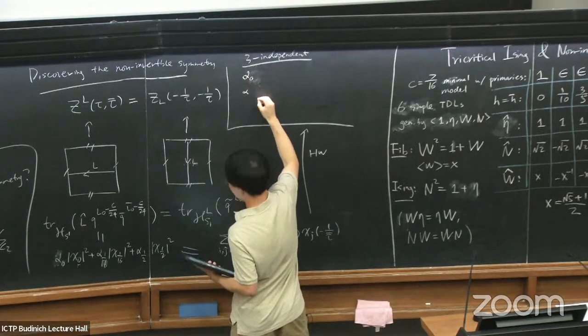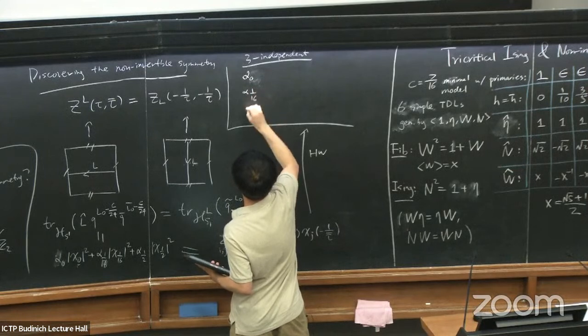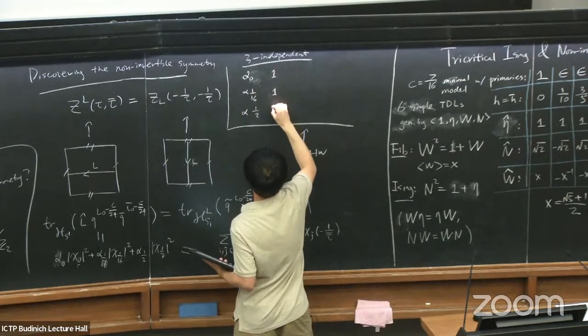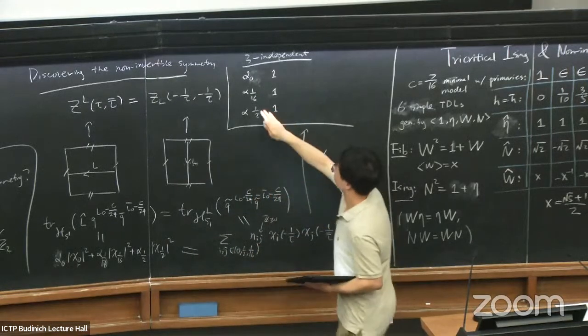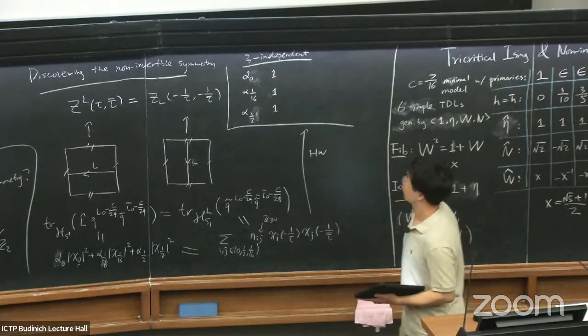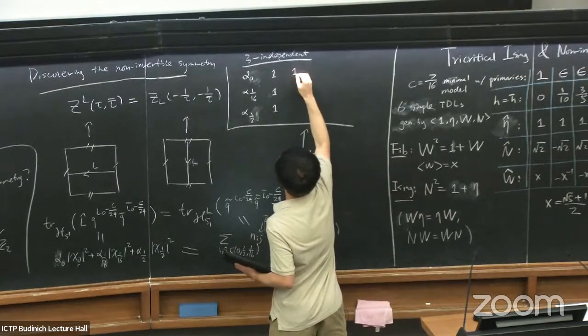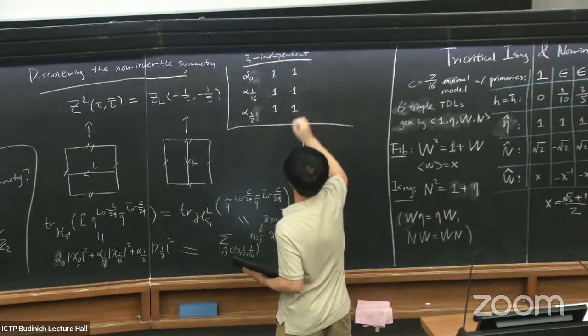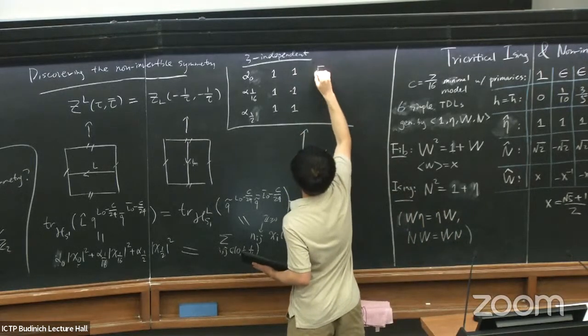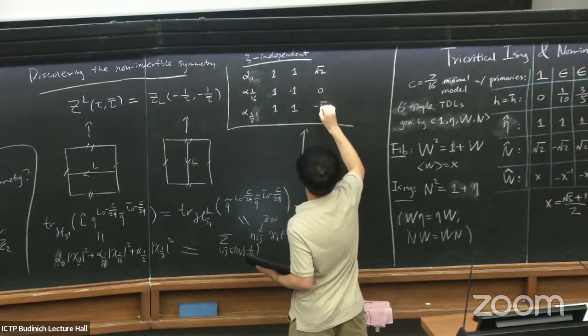The first solution is such that, let me write those three solutions. The first solution is when they are both equal to 1. The second solution is 1, minus 1, and 1. And the third solution is square root of 2, 0, minus square root of 2.